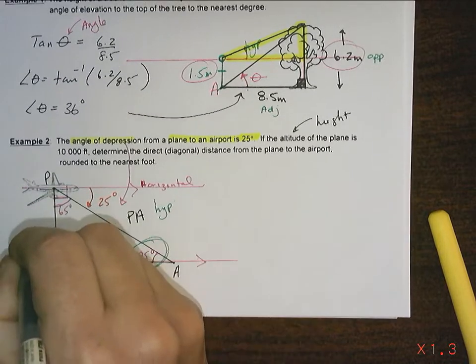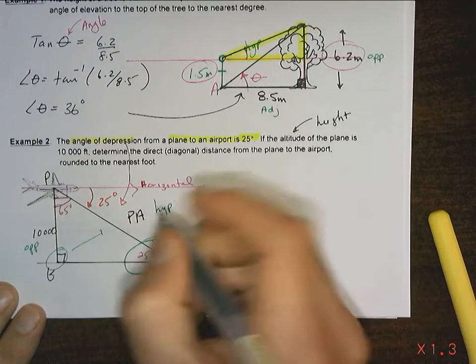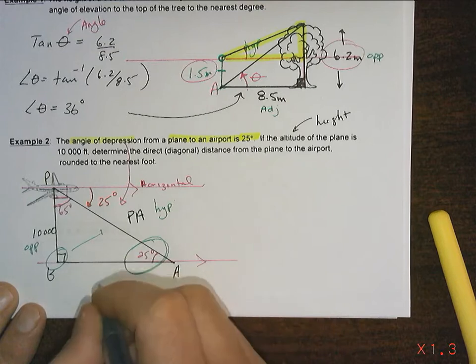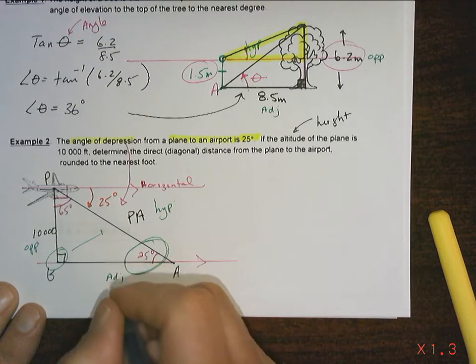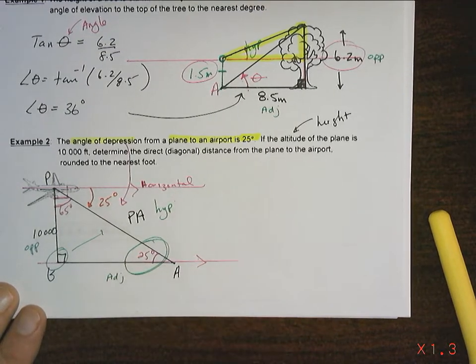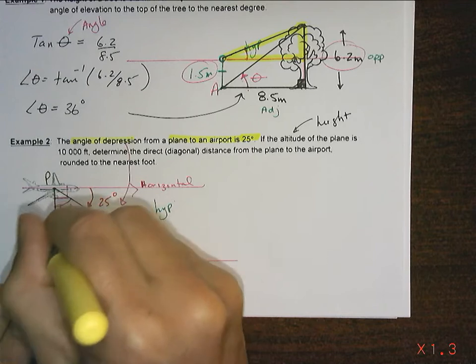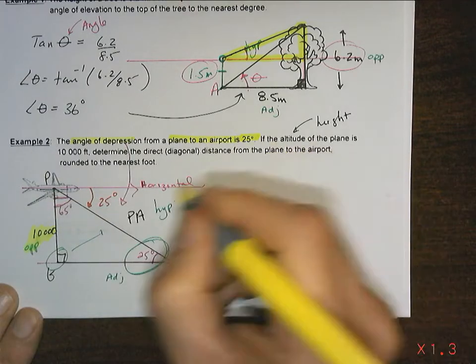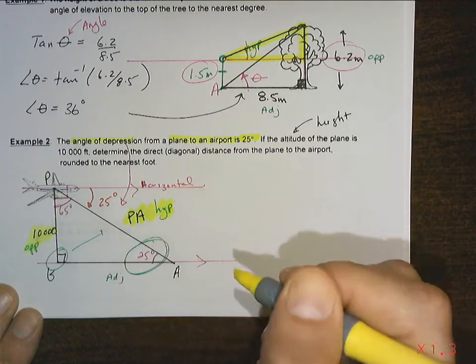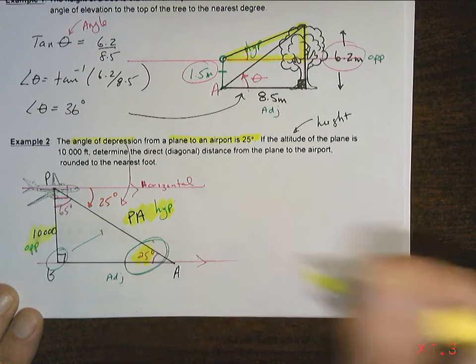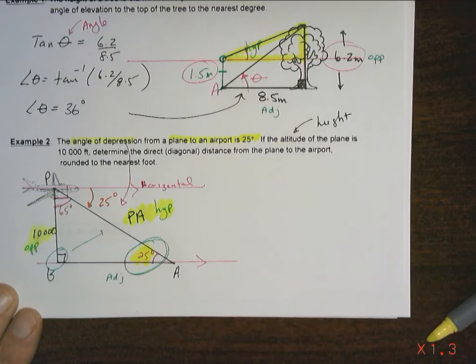That makes this opposite, and that makes this hypotenuse. That makes this adjacent. Nobody cares about the adjacent. They haven't given us any information for the adjacent, and we don't want anything. Poor adjacent. It's like your little brother. You ignore him. Nobody cares. So sad. All right. Opposite has 10,000. Hypotenuse is what we want to find out. The angle that we're working with is 25.